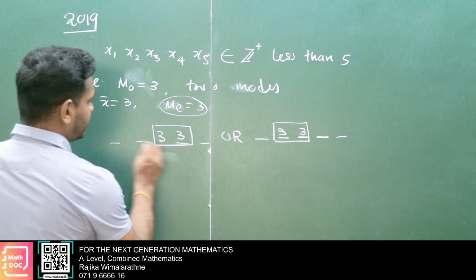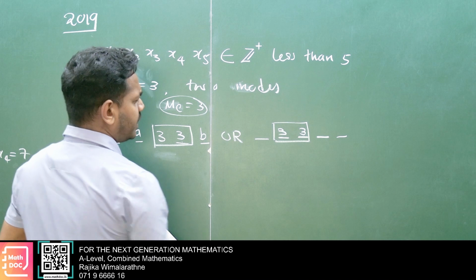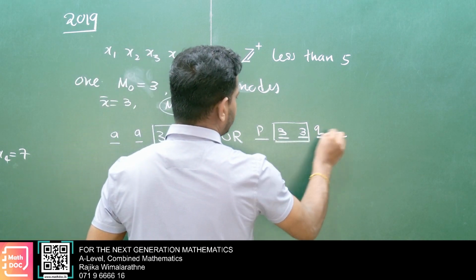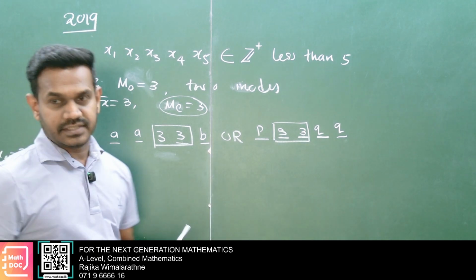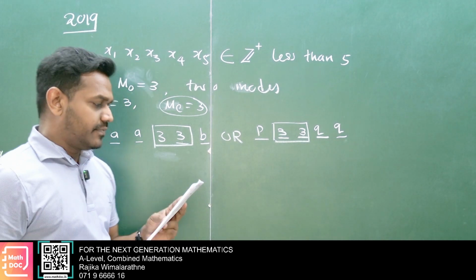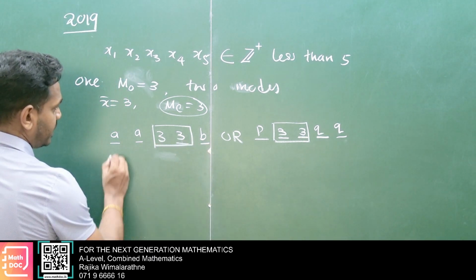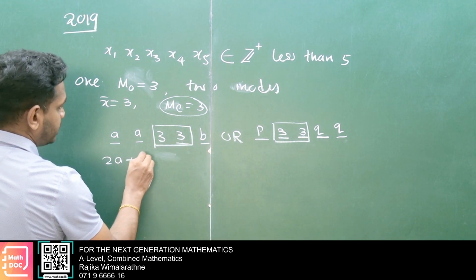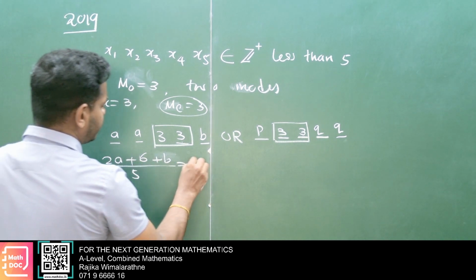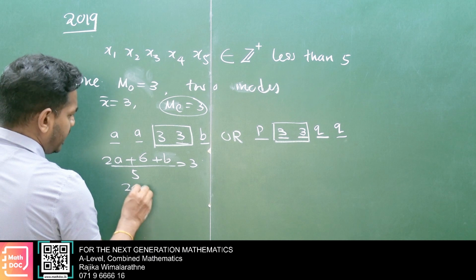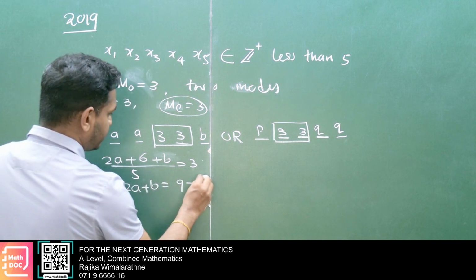If we write it this way, the initial values are A, A, 3, 3, B, or P, 3, 3, Q, Q. We have 2 modes now, so we have 2 possibilities. Then the mean is again 3. Considering this case, (2A plus 6 plus B) divided by 5 equals 3. Then 2A plus B equals 9.